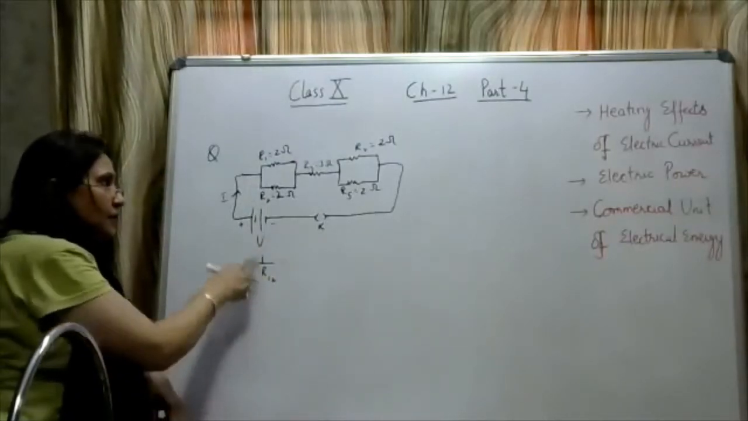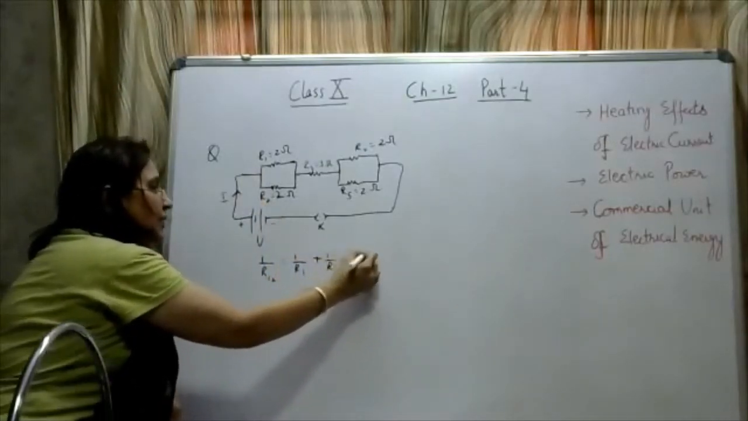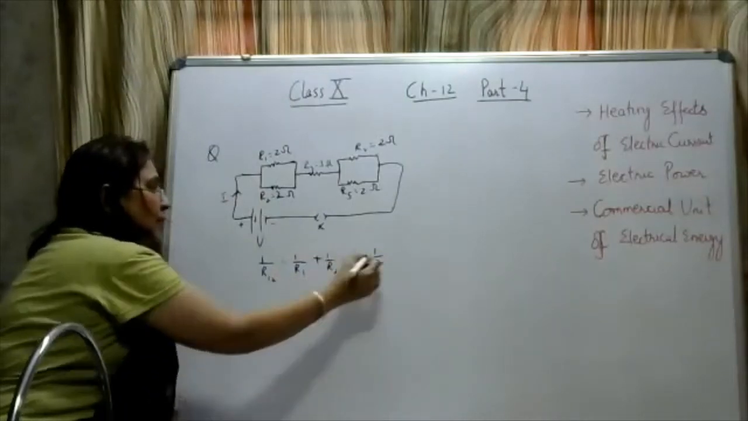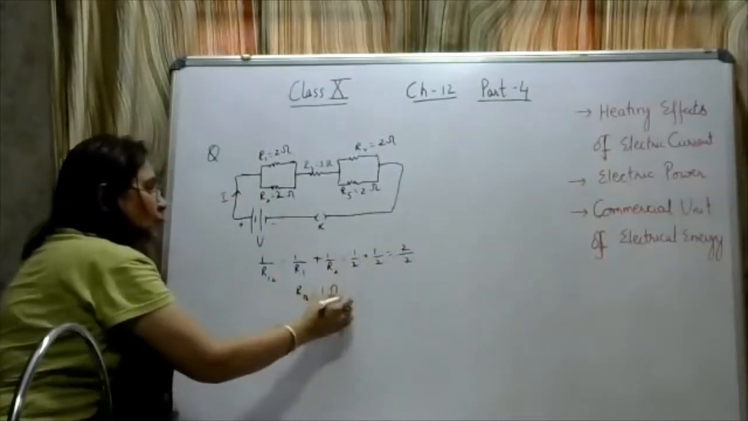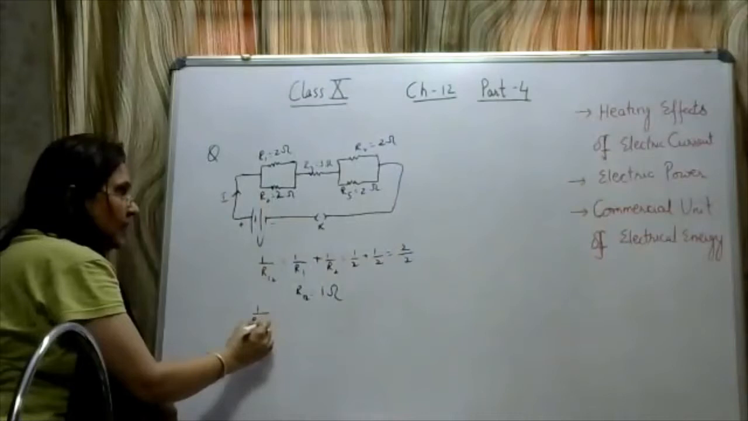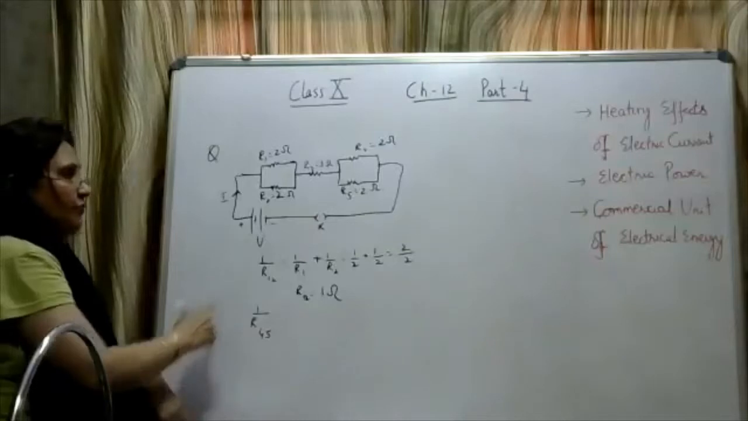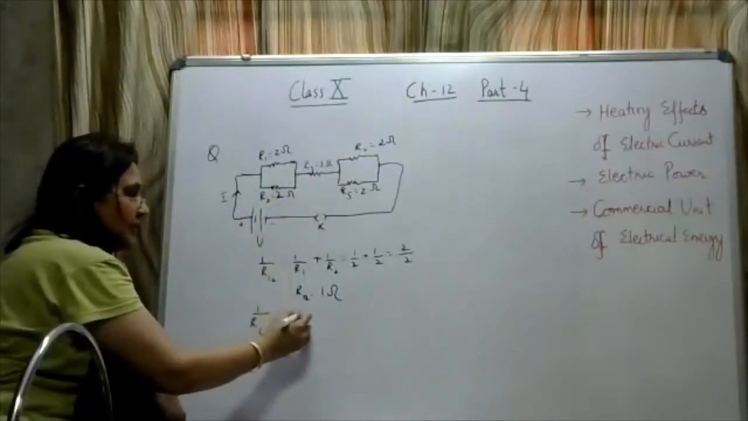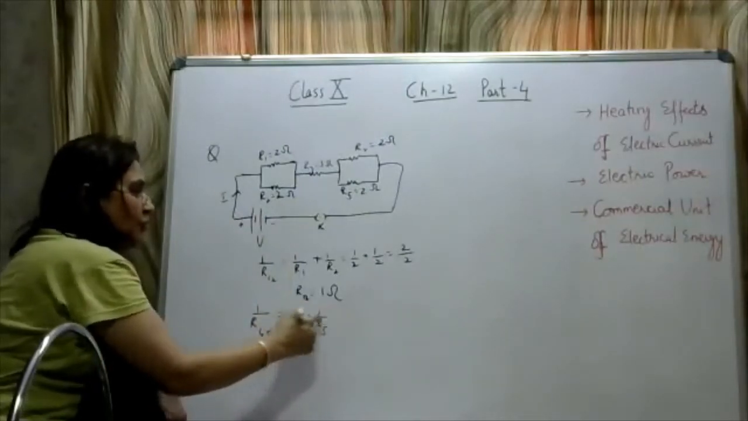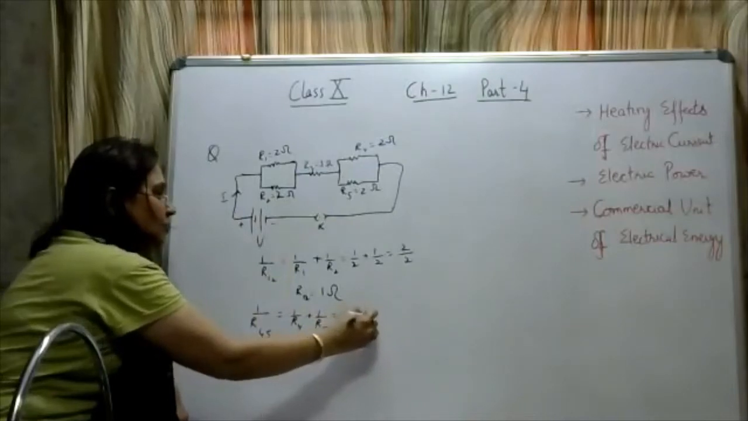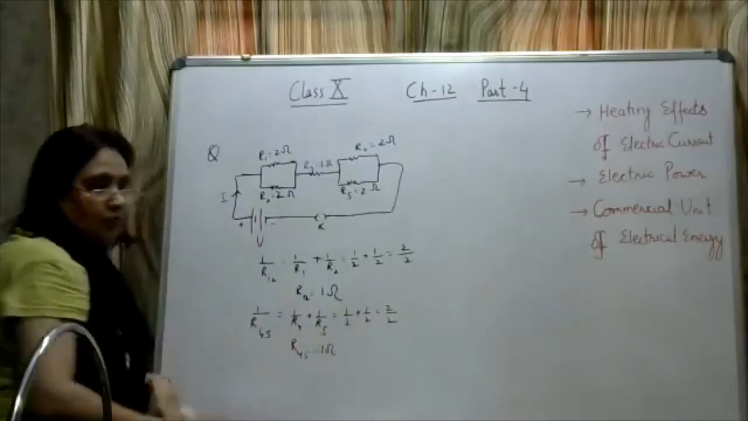First, let's find out the equivalent of R1 and 2. The equivalent is R12 as they are connected in parallel. So 1 upon R12 is equal to 1 upon R1 plus 1 upon R2, that is 1 upon 2 plus 1 upon 2. And hence R12 is equal to 1 ohm. The same way, let's find out the equivalent of R4 and 5. The equivalent is R45 as the 4 and 5 resistors are connected in parallel. So 1 upon R45 is equal to 1 upon R4 plus 1 upon R5, that is 1 upon 2 plus 1 upon 2. Again, it is 2 by 2. And hence the equivalent of R45 is 1 ohm.